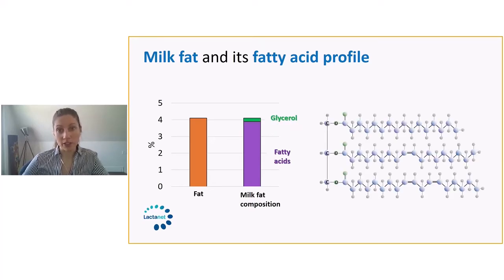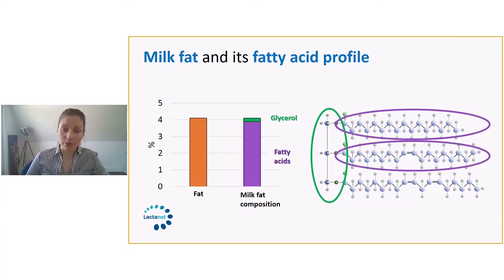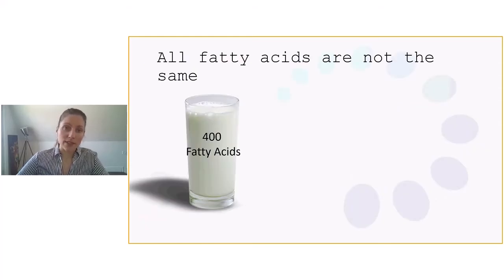Looking at a fat molecule, it's composed of a glycerol, which is the vertical section here, and to this glycerol are attached fatty acids. In this example, the first one is a saturated fatty acid, meaning that there are no double bonds. The second one in the middle only has one double bond, so it's a monounsaturated fatty acid. And at the bottom, we have two double bonds, so it's a polyunsaturated fatty acid, meaning that there's more than one double bond.